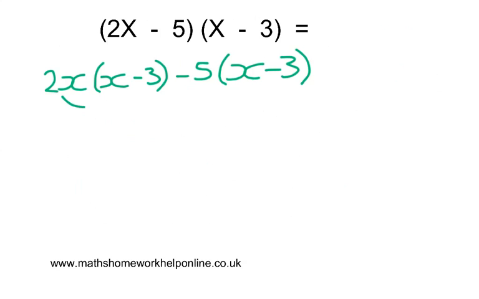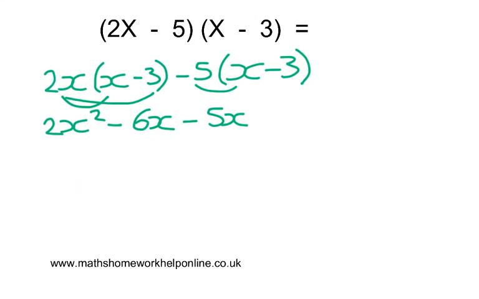So 2x times x is 2x squared, and then do 2x times minus 3, so 2 times 3 is 6, so that will be minus 6x. Then we're going to take minus 5 and multiply it by x, so that will be minus 5x. And then minus 5 times minus 3, so minus times a minus is a plus, and 5 times 3 is 15.